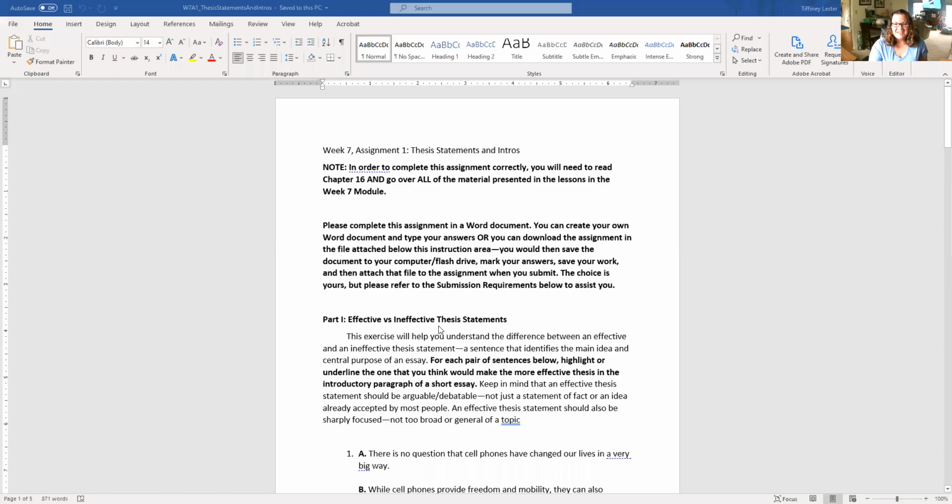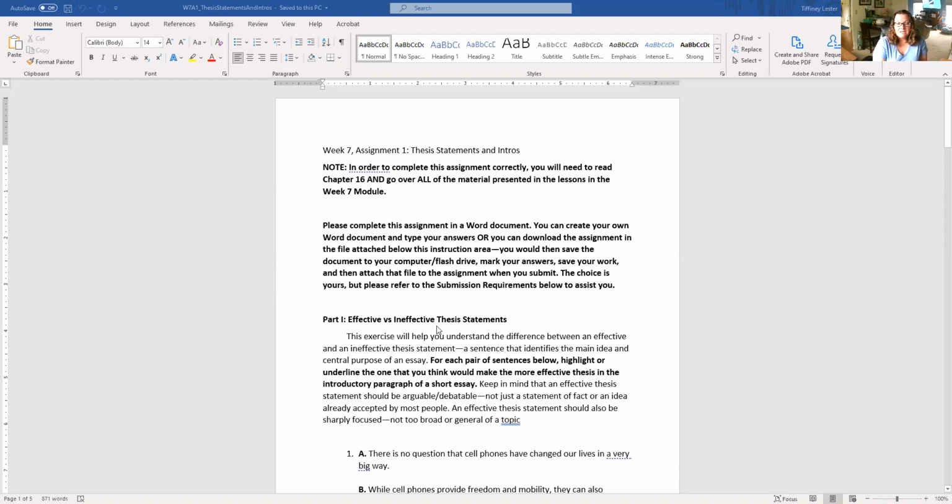Okay, all right, so in order to do this assignment, you're probably going to want to go through the lessons in the week 7 module. There is a lesson that covers the basics of essay writing, and then a lesson that specifically looks at thesis statements and introductory paragraphs. You will need to go through those lessons to complete this assignment, okay?